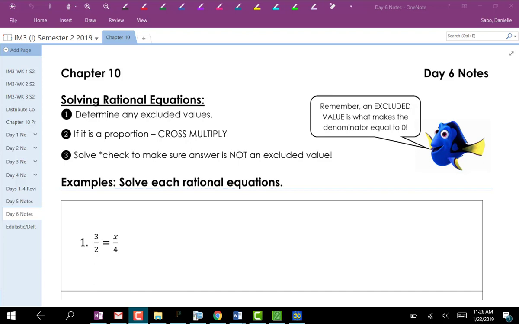Step 2 would be, if it's a proportion, which it is, cross multiply. You guys have been good at that in the past. Solve. When you solve, you just need to make sure that whatever your extraneous solutions are, whatever you put as your excluded values, is not the answer that you got. Okay, so we're going to give it a go.